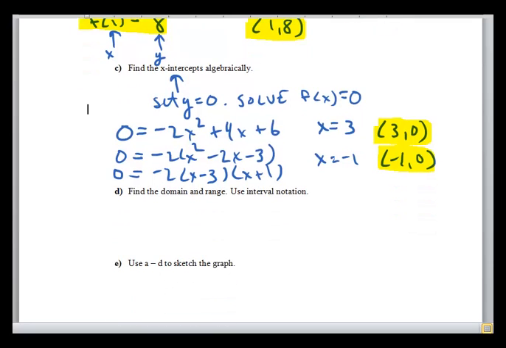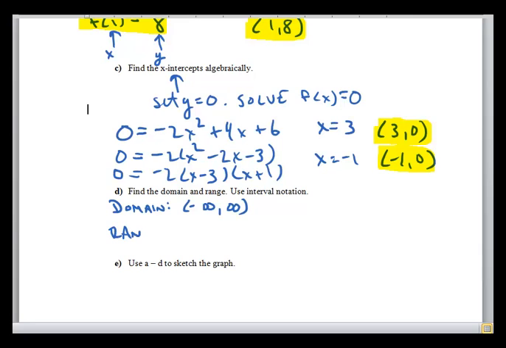And then the domain and range, well, the domain of any polynomial function, right, not just quadratic, right? Quadratic is a second degree polynomial. The domain of any polynomial is going to be all real numbers, which you would write as negative infinity, comma infinity in interval notation.